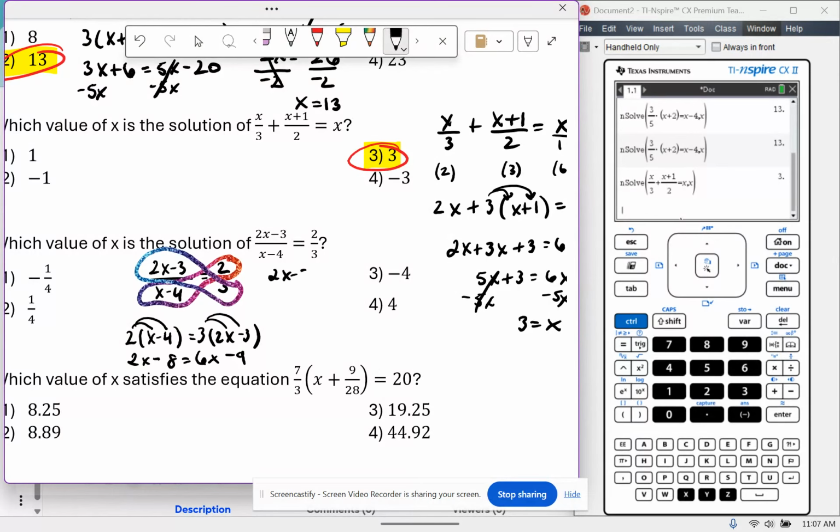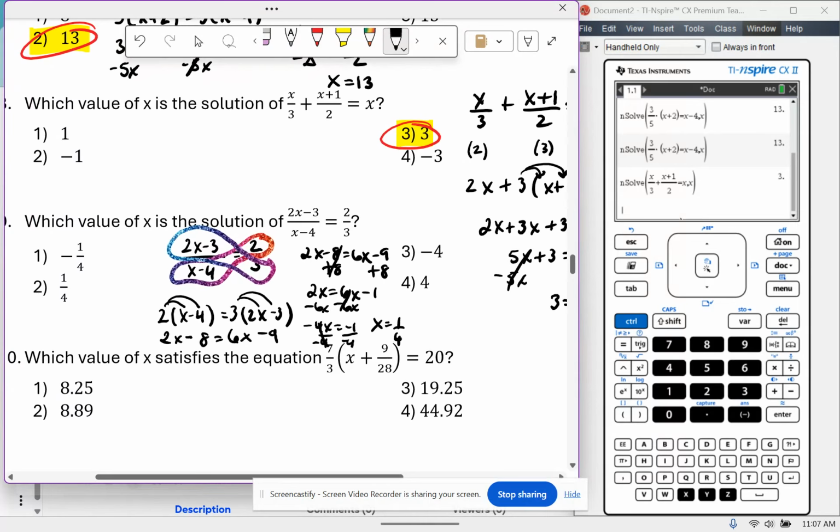So I now have 2x minus 8 equals 6x minus 9, and I'm going to sort. Oh, wait. Like this. Negative 4x equals negative 1. Divide both sides by negative 4, and I get x equals 1/4.